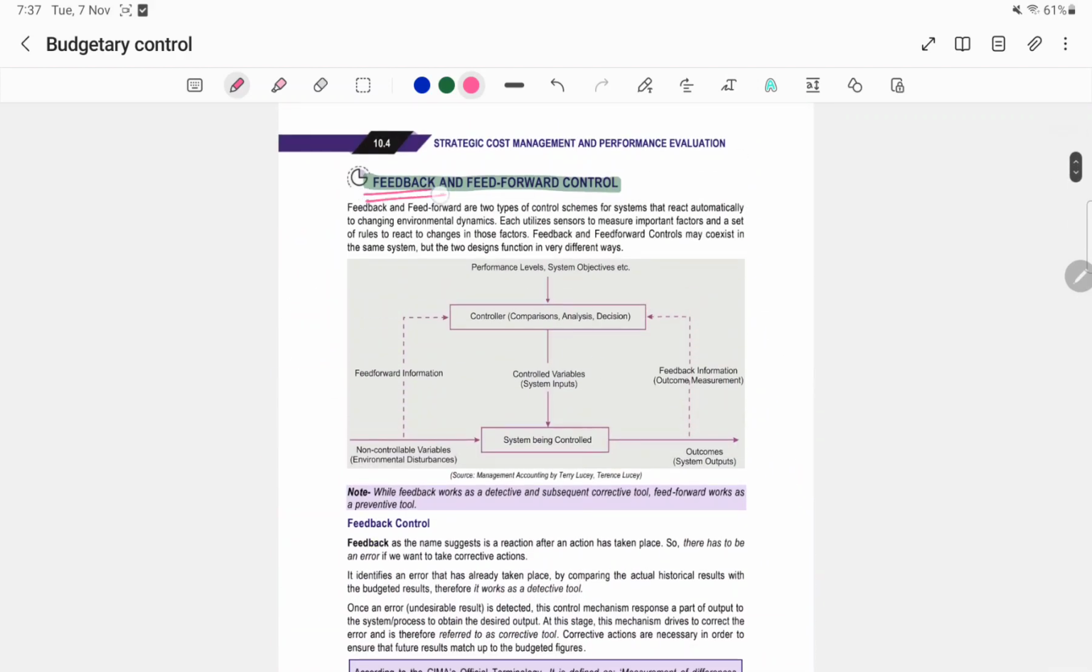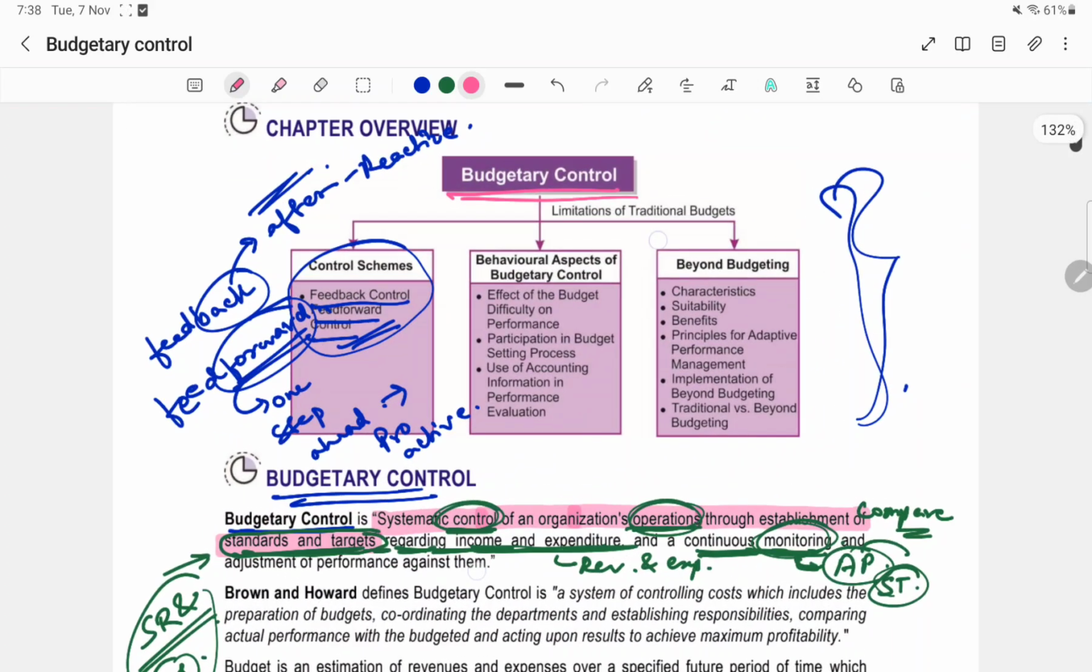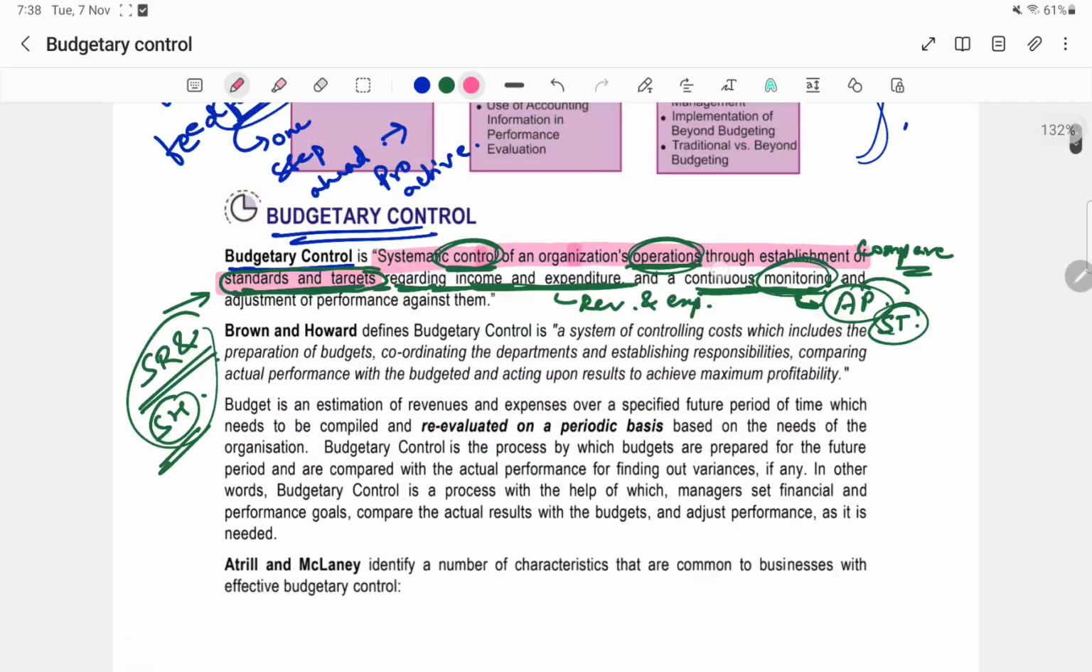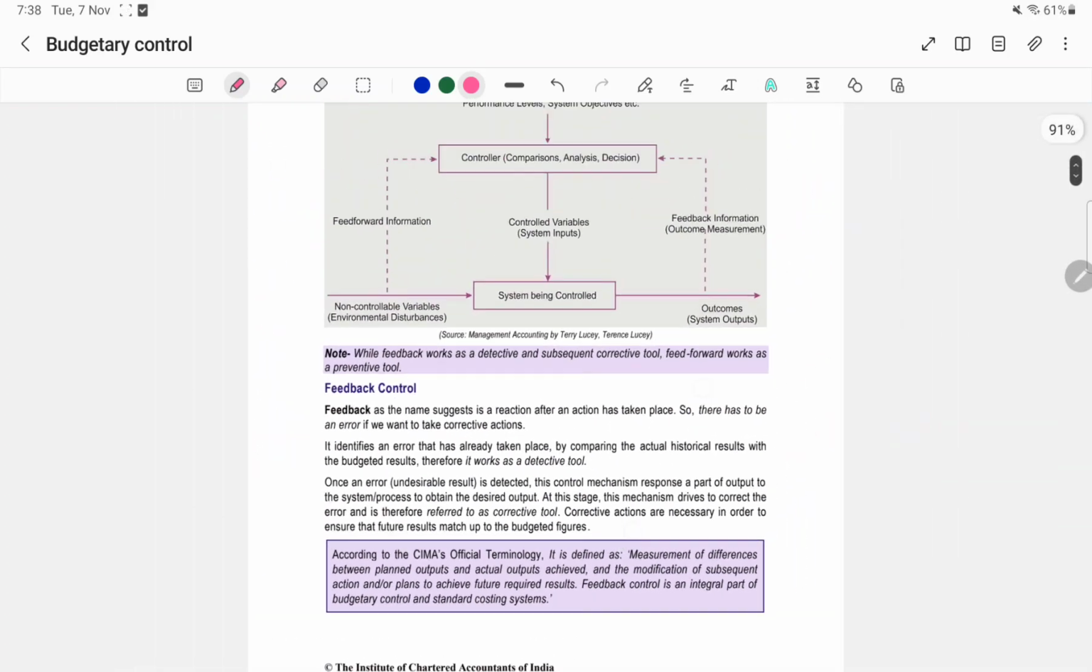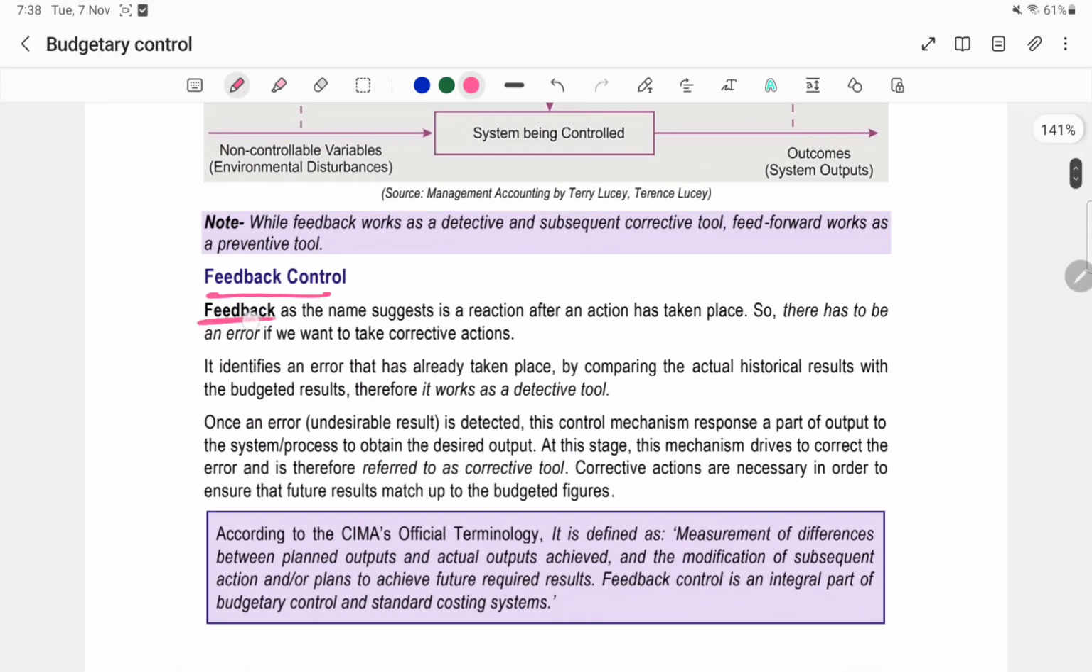Now if we come to the next topic, it is feedback and feed forward control, the same thing which we studied above. See here the control schemes, there are two types of control schemes, feed forward and feedback. So here it is given in detail. Feedback control, feedback as the name suggests is a reaction. Earlier also I told you it is a reaction after action has taken place, that is feedback.